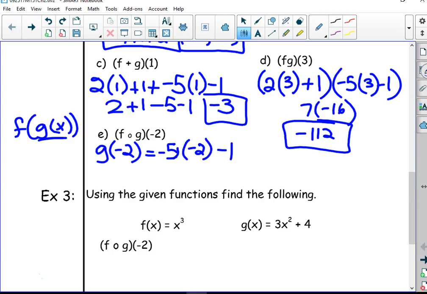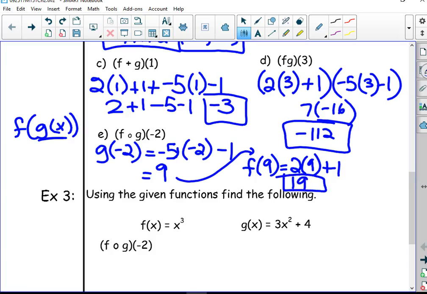And what do we get? We get -5x times -2. That's a positive 10 minus 1. It looks like I get a 9 out of that. So I'm going to take that 9 and put it into f, 2x plus 1. And now I'm running out of room here. 18 plus 1 is 19. So our final answer, f of g of -2 is 19.